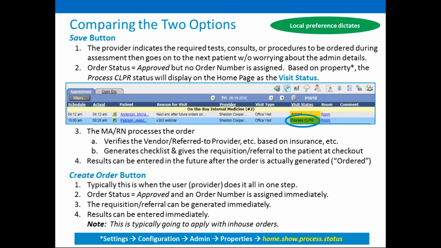Create order compiles all of that into a single click. If the doctor or whomever does know up front, they need to go to Quest because they're Aetna, they need to go to MRI Network because they're Aetna, then he or she can just go ahead and say create order. That bypasses all of this additional stepping.